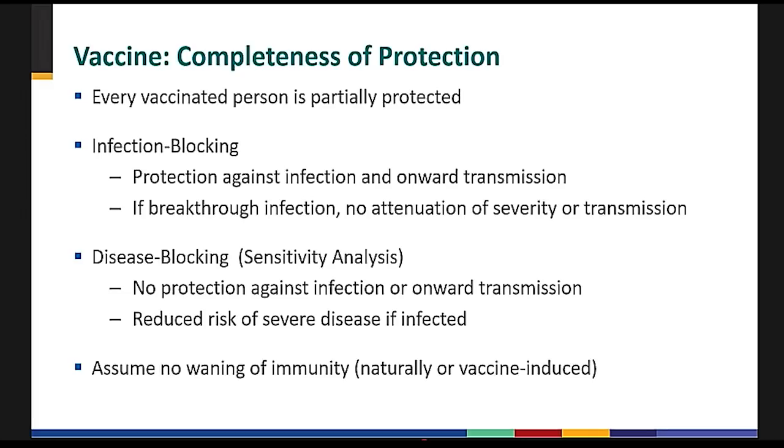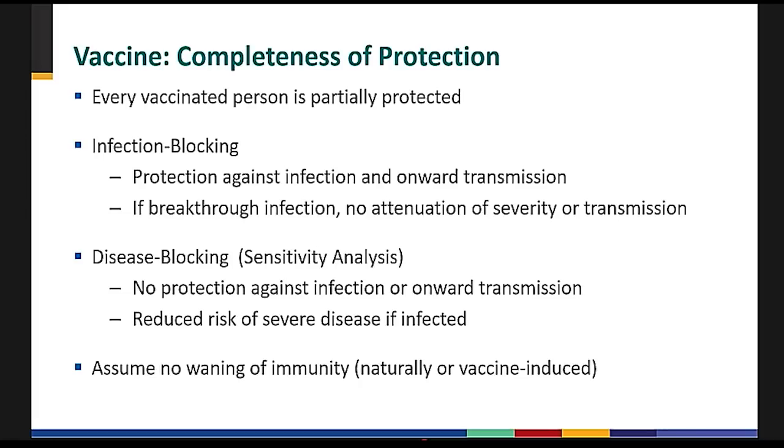This assumption leads to vaccination having benefits beyond those directly vaccinated since transmission is reduced, and this is called indirect protection. For any breakthrough infections, which is an infection in a person who was vaccinated, we assumed no attenuation or reduction of severity or transmission for that infection.